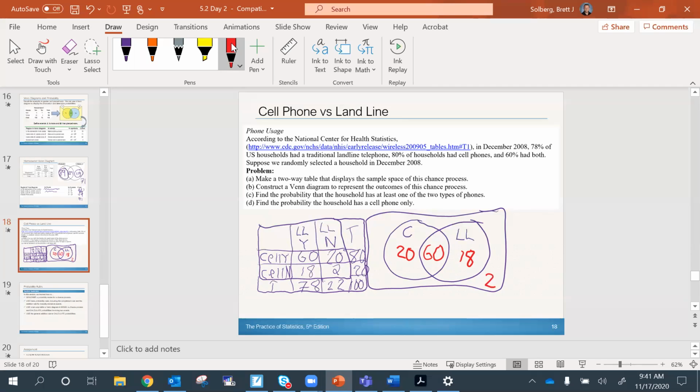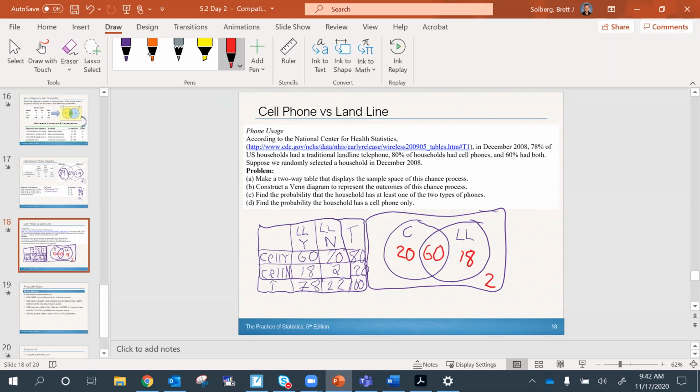All right, let's check that. What should all of those add up to, guys? It'll be 100. So 100. 100. Good job. Now let's check. So total cell phone is 80%. Total cell phone 80%. Great. Total landline 78. Great. Both is 60. Cell phone no landline 20. Landline no cell phone 18. Neither 2. Boom. There we go. So that's how you do that. Nice job, Joseph.